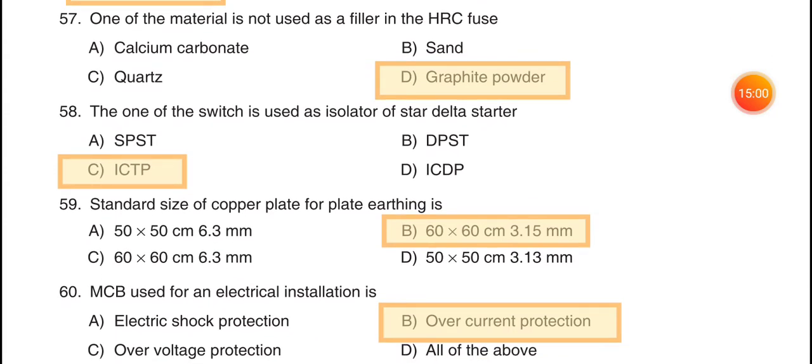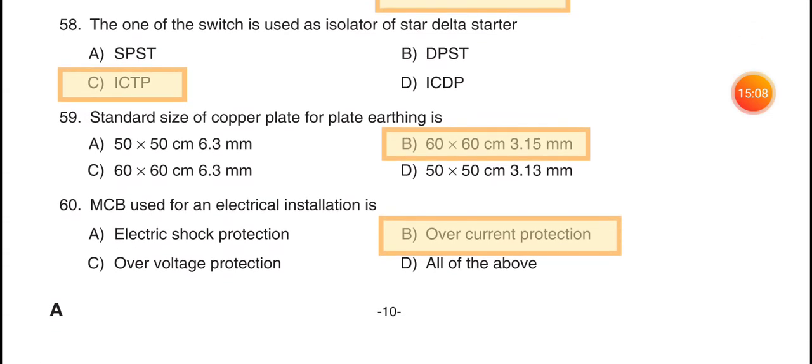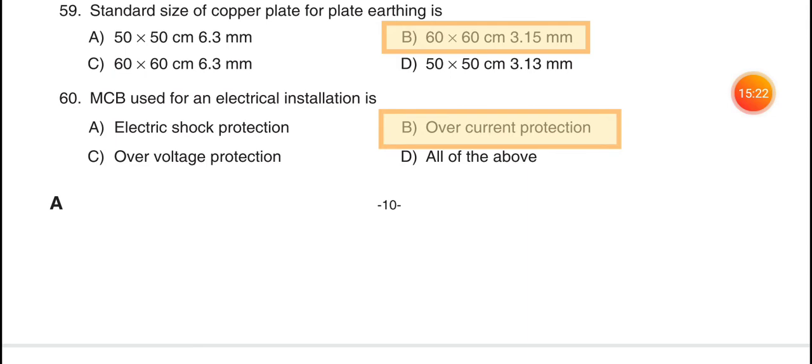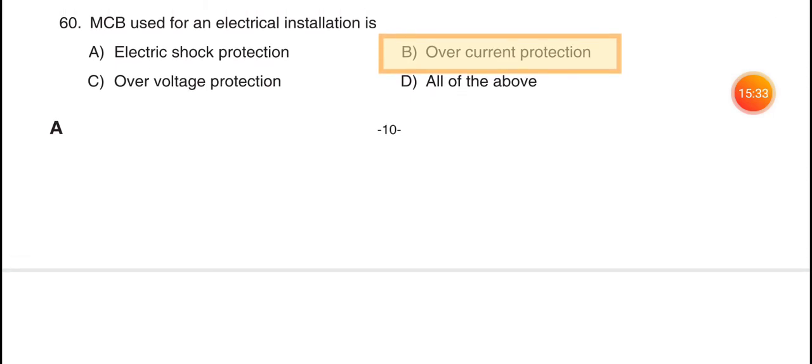57. One of the material is not used as filler in the HRC fuse. Option D, graphite powder. 58. One of the switch is used as isolator or star delta starter. Option C, ICTP. 59. Standard size of copper plate for plate earthing is option B, 60 into 60 cm into 3.15 mm. 60. MCB used for electrical installation is option B, overcurrent protection.